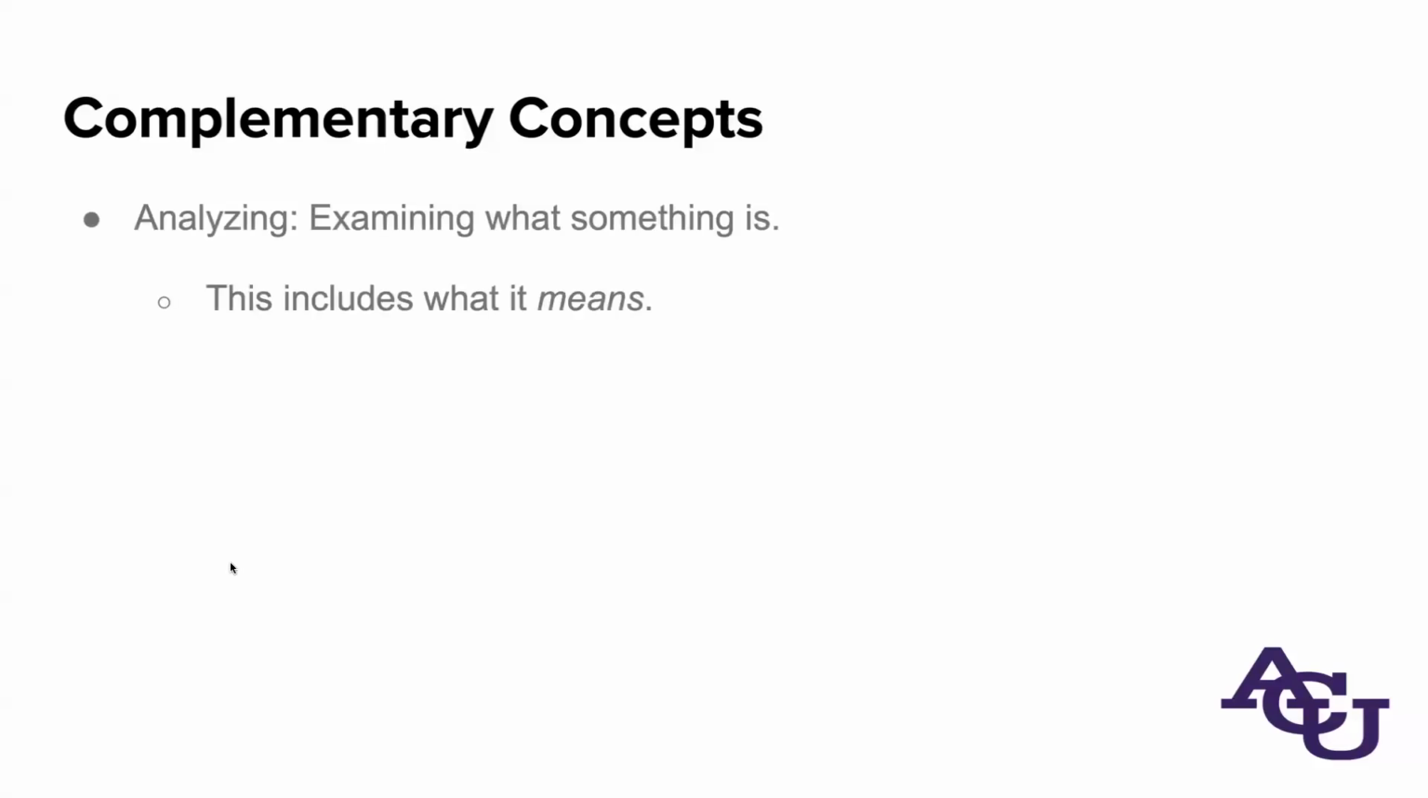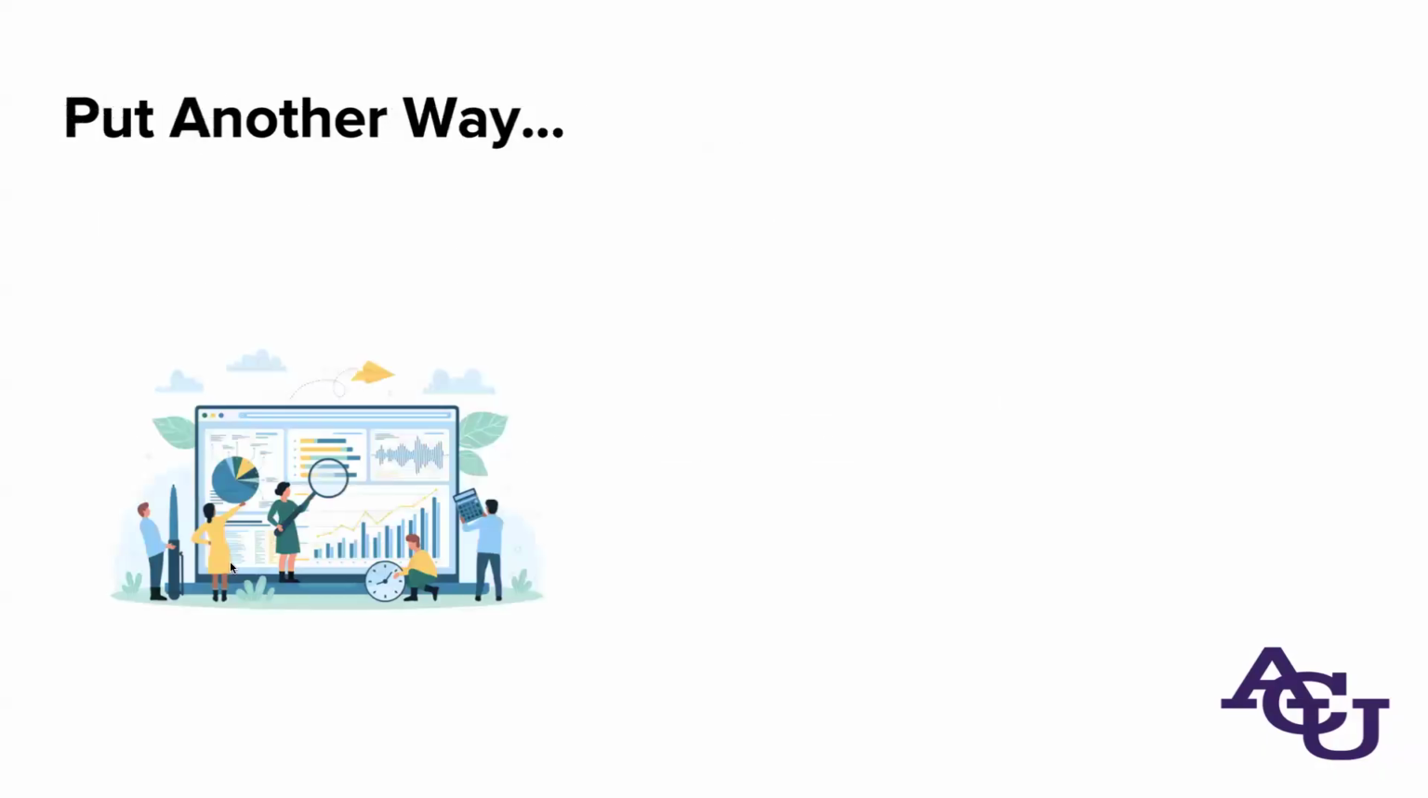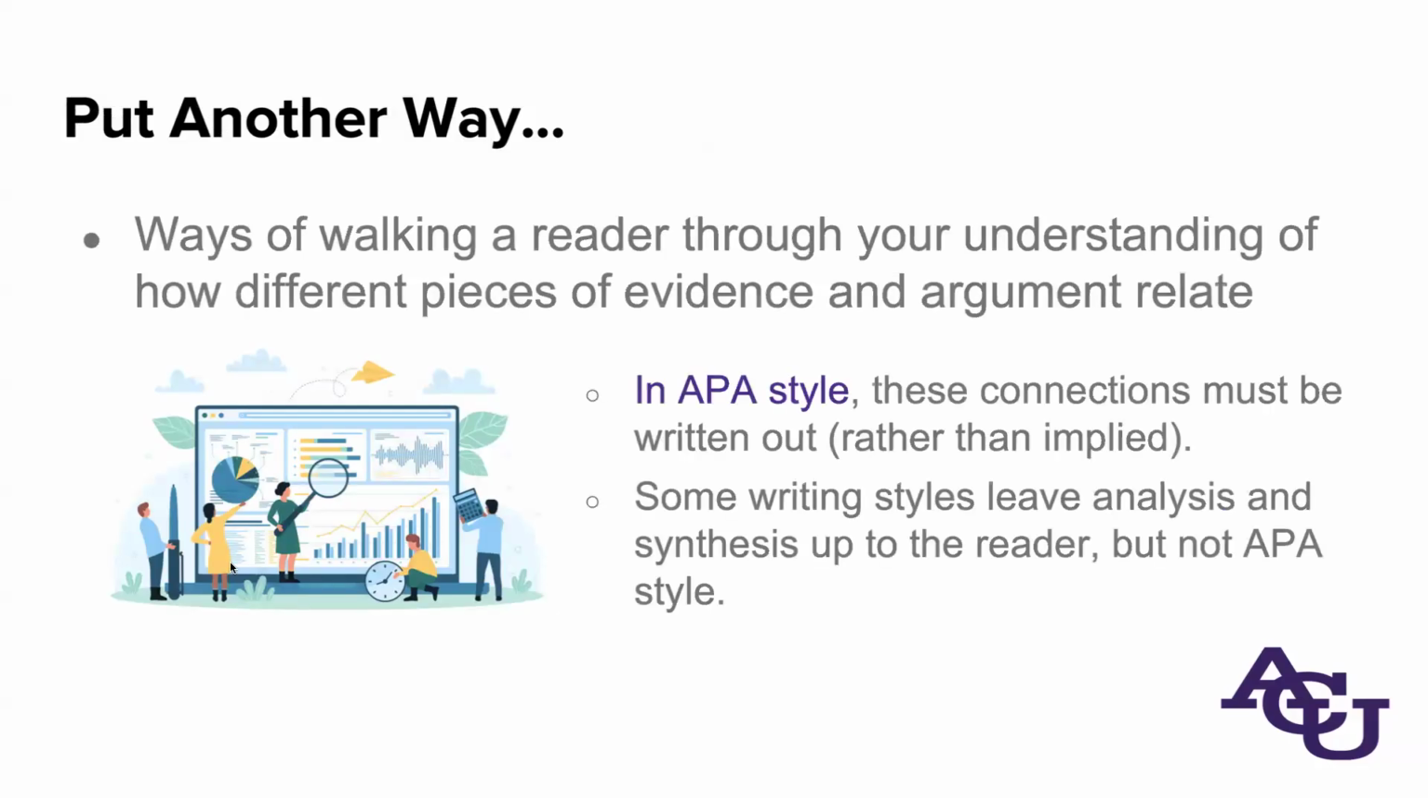So as you can see, we have these complementary concepts. We're analyzing, we're examining what something is, including what it means to our specific context, and synthesizing, where we're deriving new meaning, often by applying that evidence and its analysis to a specific context. Or you could explain these as different ways of walking the reader through your understanding of what the evidence is and your argument for how that relates and adds up to new meaning.